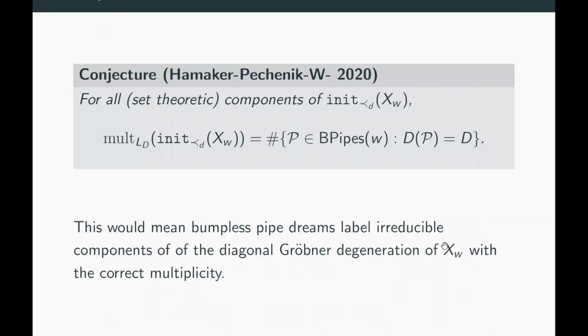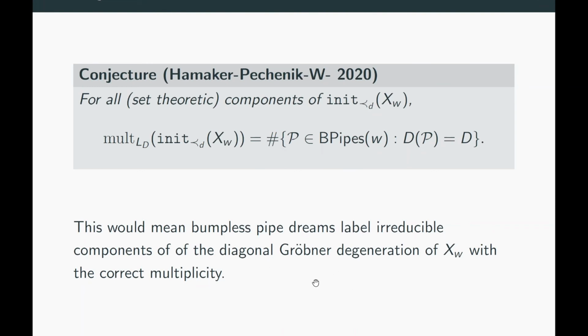So the conjecture, in joint work with Zach Hamaker and Oliver Pechenik, is that if you take a degeneration of a matrix Schubert variety with respect to a diagonal term order, you see the components in the degeneration labeled with the correct multiplicity by bumpless pipe dreams. So bumpless pipe dreams tell you what components show up with what multiplicity. Even though the degeneration is no longer reduced, it's conjecturally telling you what this looks like.